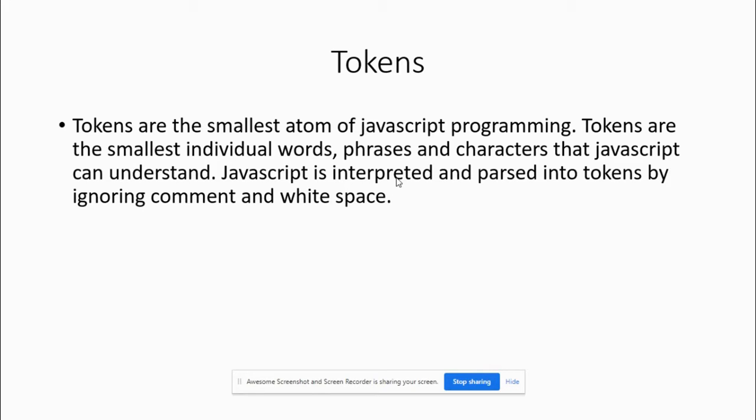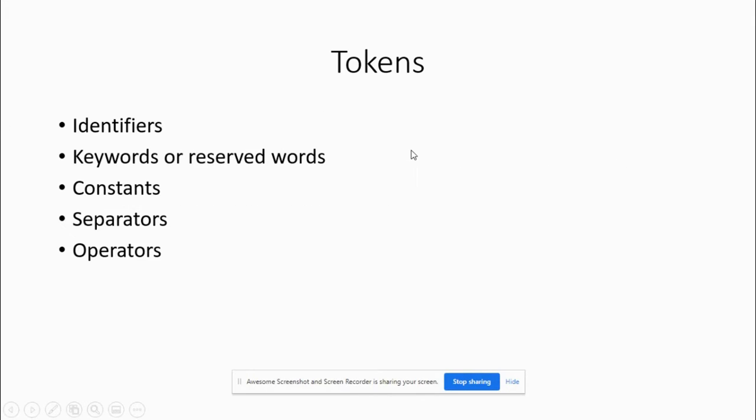So JavaScript is interpreted and parsed into tokens by ignoring comments and white space. So at the time of interpretation, JavaScript ignores comments and white spaces. After that, it will parse the entire JavaScript program into tokens. In case of JavaScript, there are 5 types of tokens. 1. Identifiers. 2. Keywords. 3. Constants. 4. Separators. And 5th, operators.